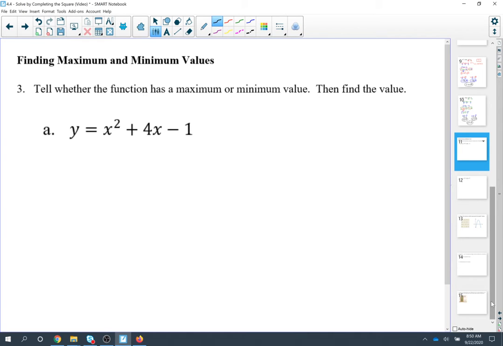Example 3, finding maximum and minimum values. Tell whether the function has a maximum or minimum value, then find the value. Letter A, y equals x squared plus 4x minus 1.